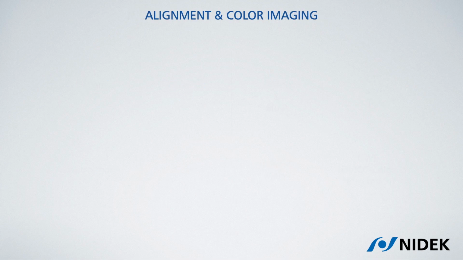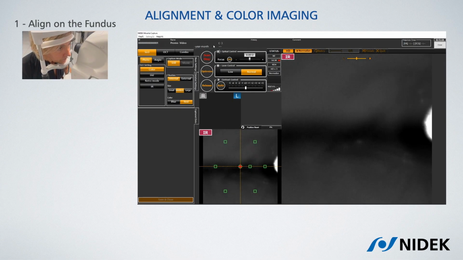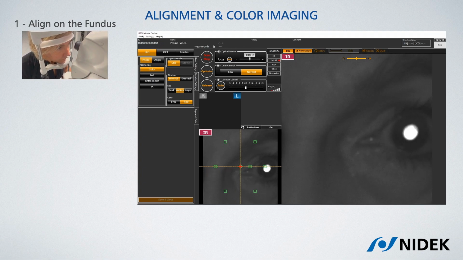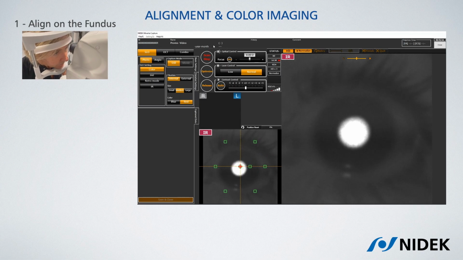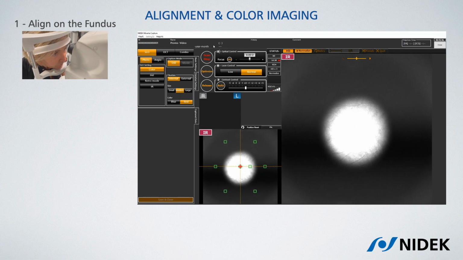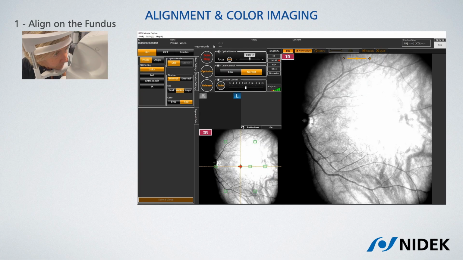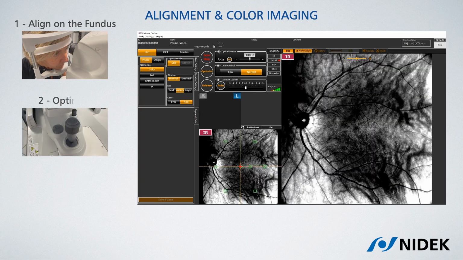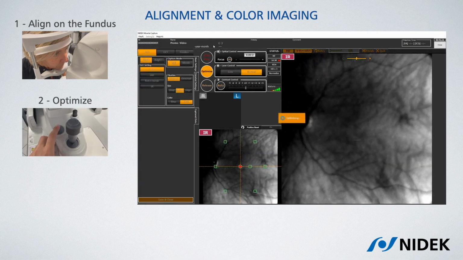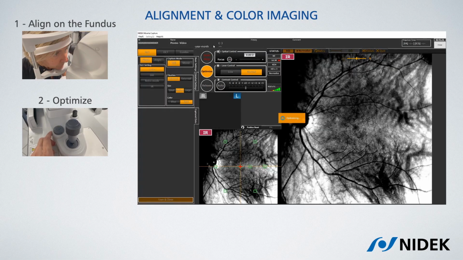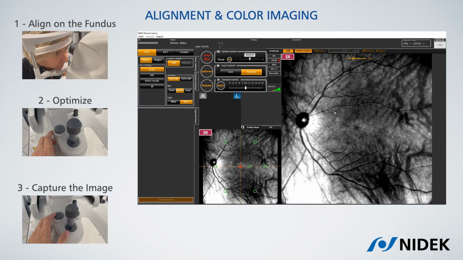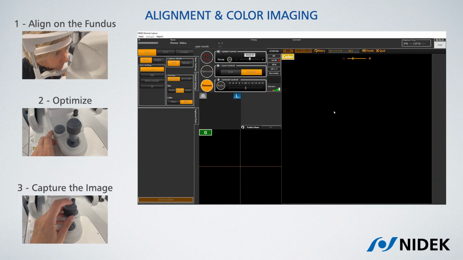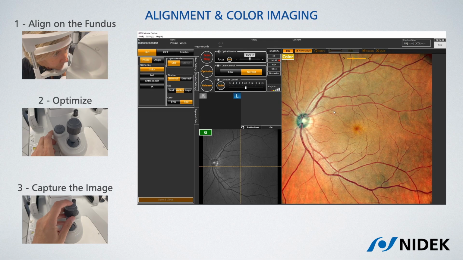So let's now see how to capture these images, and let's start with color. You first have to align with the patient's eye, place the optical head in front of it, and move towards the patient until the fundus of the eye is completely displayed. At this point, you can trigger the optimized function, which compensates for possible refractive errors. And once this is done, you can grab your picture by pressing the central joystick button.